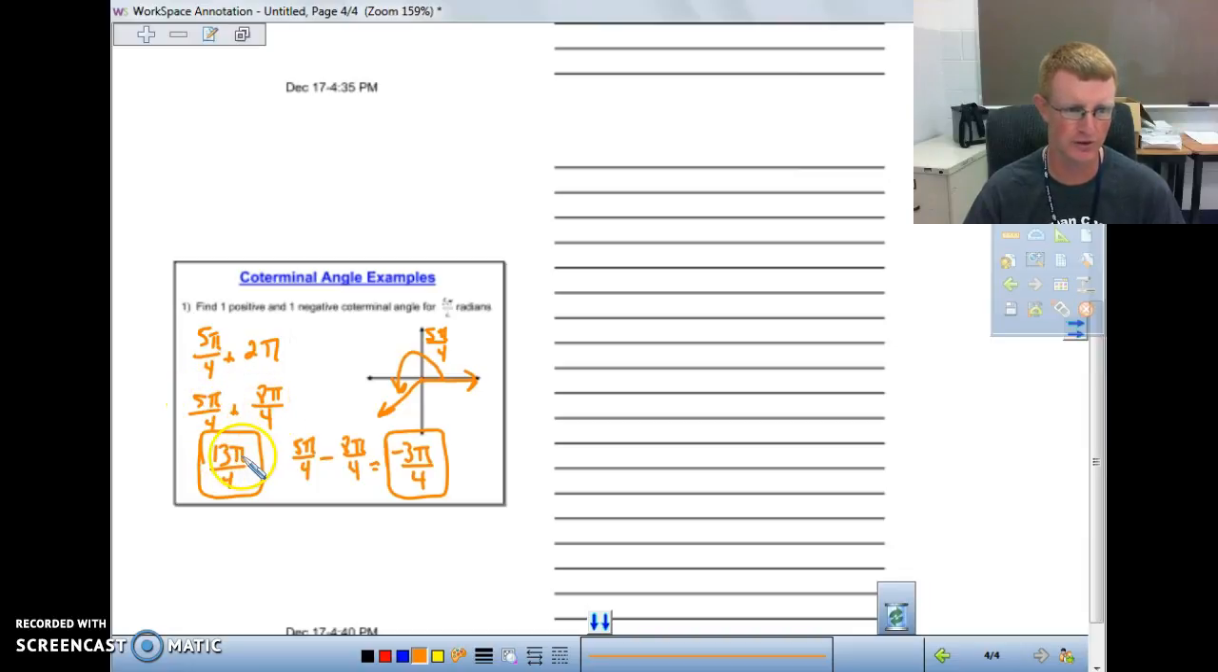5 plus 8 is 13 pi. 4 stays the same. So 13 pi over 4 for the positive one, and then 5 pi over 4 minus 8 pi over 4 is negative 3 pi over 4 for the second one.